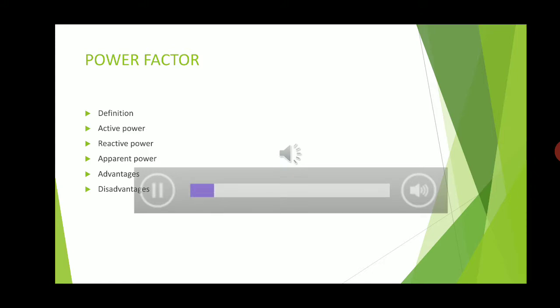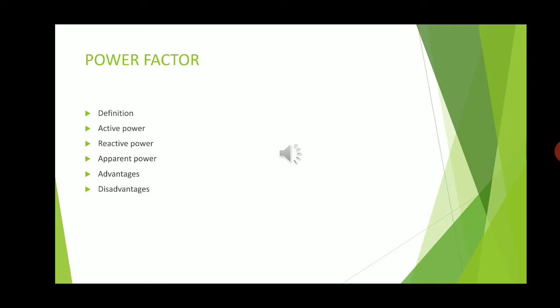So in today's lecture, I will be teaching power factor. First, we'll discuss what exactly is the definition of power factor, what is active power, what is reactive power, and what is apparent power. And these three different types of powers, how they are related with power factor. And then advantages, disadvantages, and what are the various applications and methods through which we can improve this power factor.